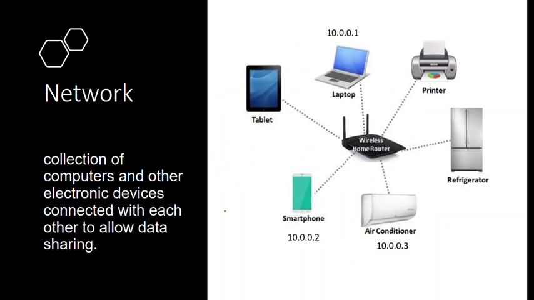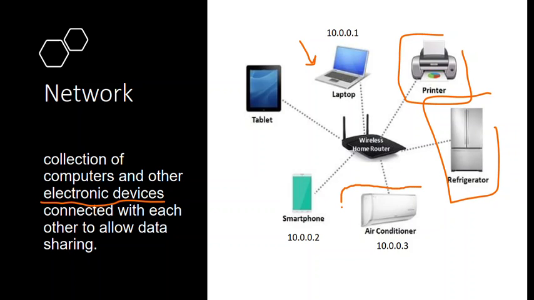Okay, next. A network. What is a network? A network is a collection of computers and other electronic devices connected with each other to allow data sharing. One part of the definition that I want to emphasize is electronic devices, right? So the components in a network do not have to be necessarily laptops, all right? It can be, for example, a printer, it can be a refrigerator, an air conditioner, anything.